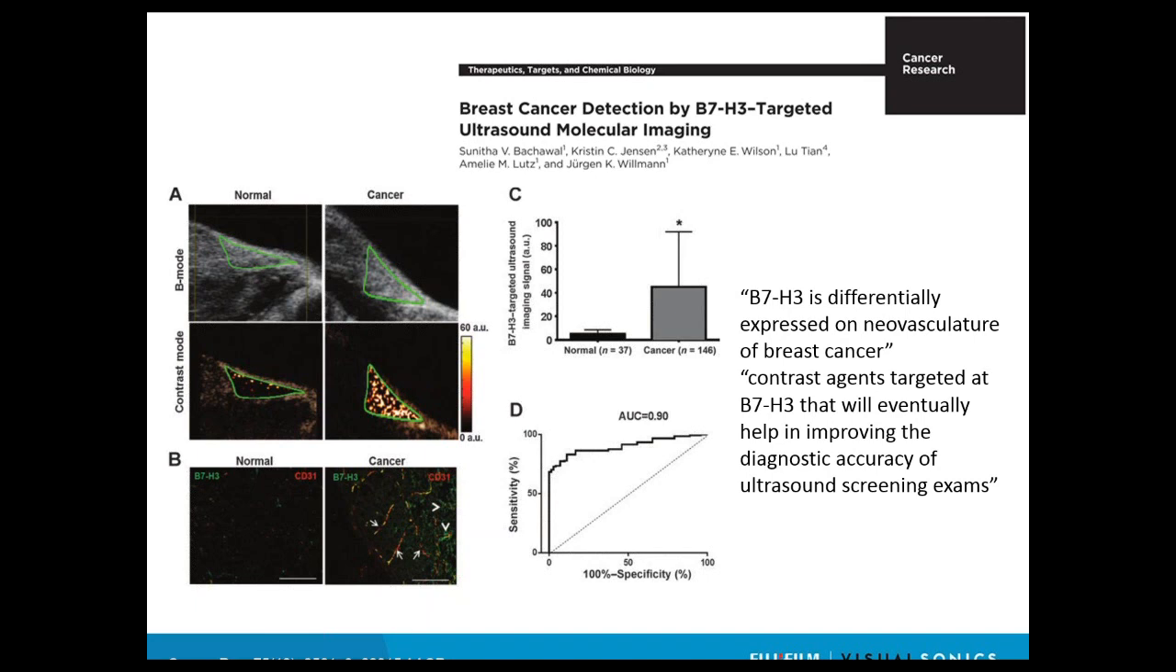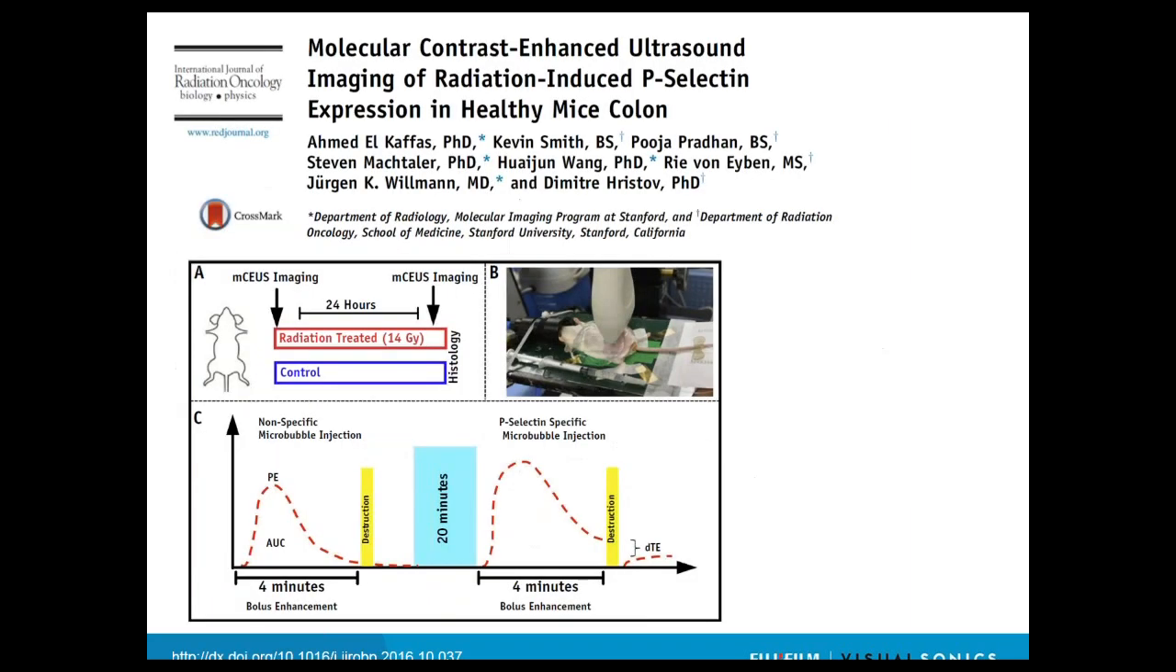The third model is also about targeted imaging, and in this case, the question was whether you can use targeted ultrasound contrast imaging to monitor tissue inflammation after irradiation. Once again, the workflow is, as I showed you, you have 2 injections, one for non-specific microbubbles on the left, and then the targeted microbubbles, this time they're targeted to P-selectin.